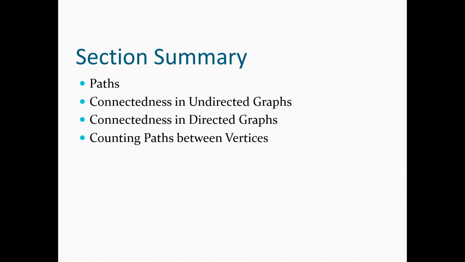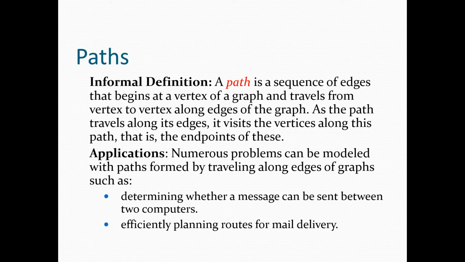So, section summary. First of all, we'll define a path in a graph, and then there is a discussion about connectedness in undirected graphs, then connectedness in directed graphs, and then we'll try to count paths between the vertices. Okay, let's start with the informal definition of a path.